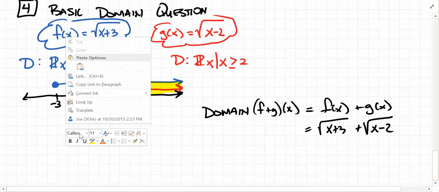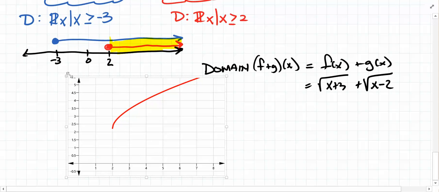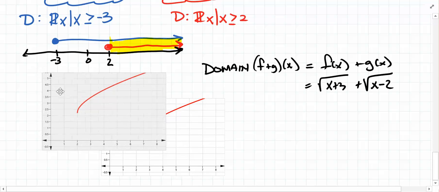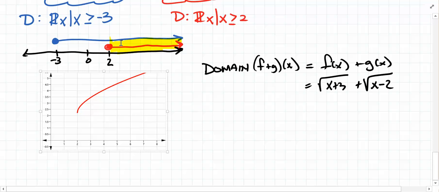So I want you to be able to connect this picture with this picture here. Do you guys follow along with this? Do you see why it's the overlap of the two? It goes from 2 all the way on to infinity, and that's exactly what the overlap of the picture has right there. So yes, the domain for this would be all real numbers x such that x is greater than or equal to 2.